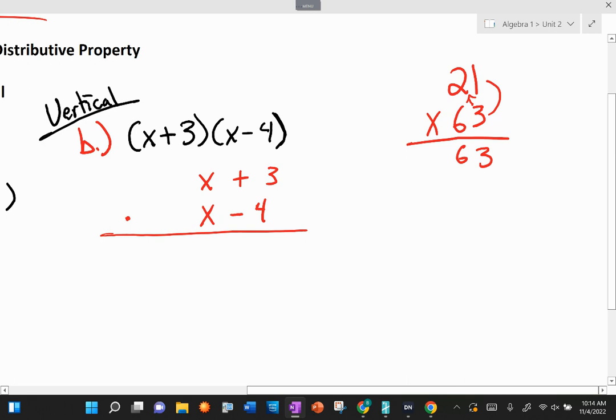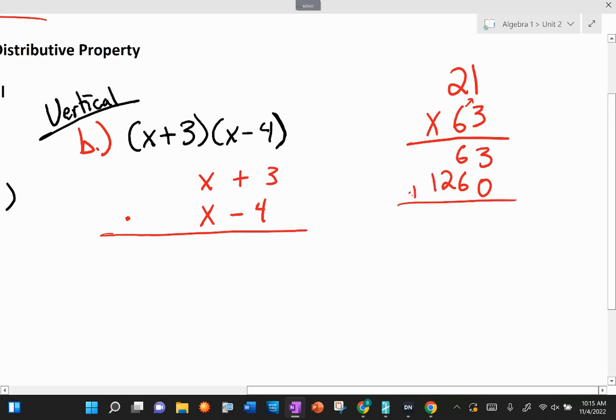Now, I need to multiply the 6 that's on bottom, but because it's in the 10 spot, I have to have a placeholder. That placeholder is a 0. Okay, and then I'm going to do 6 times 1, which is 6, and 6 times 2, which is 12.